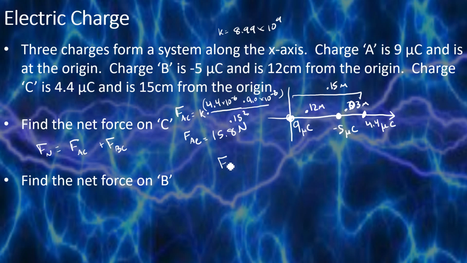And so now I'm going to find the force of B on C, and that's going to be K times, this time, negative 5 microcoulombs. So that's negative 5 times 10 to the negative 6 times 4.4 times 10 to the negative 6. And we're going to have a distance between them of 0.03 squared. So we do expect a large force, or a decent sized force, because the distance between them is smaller.